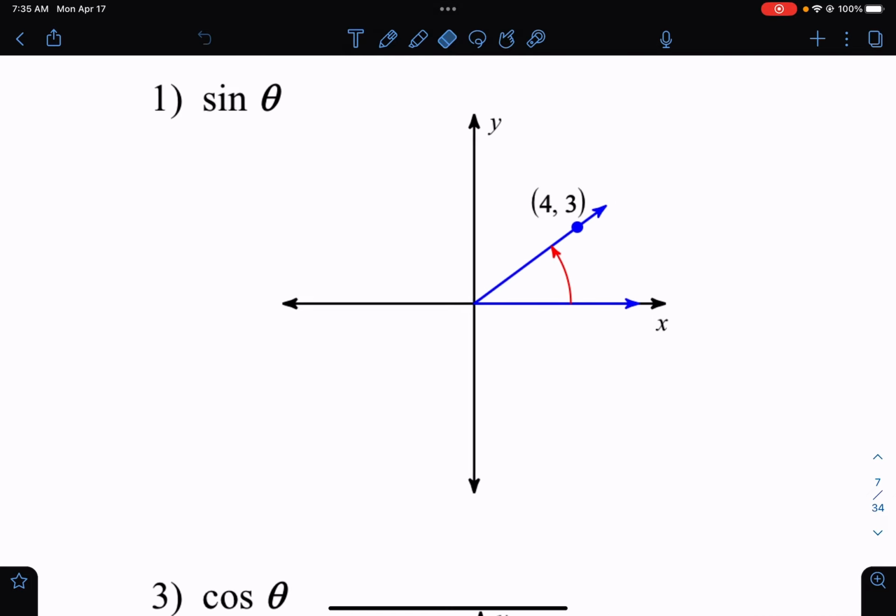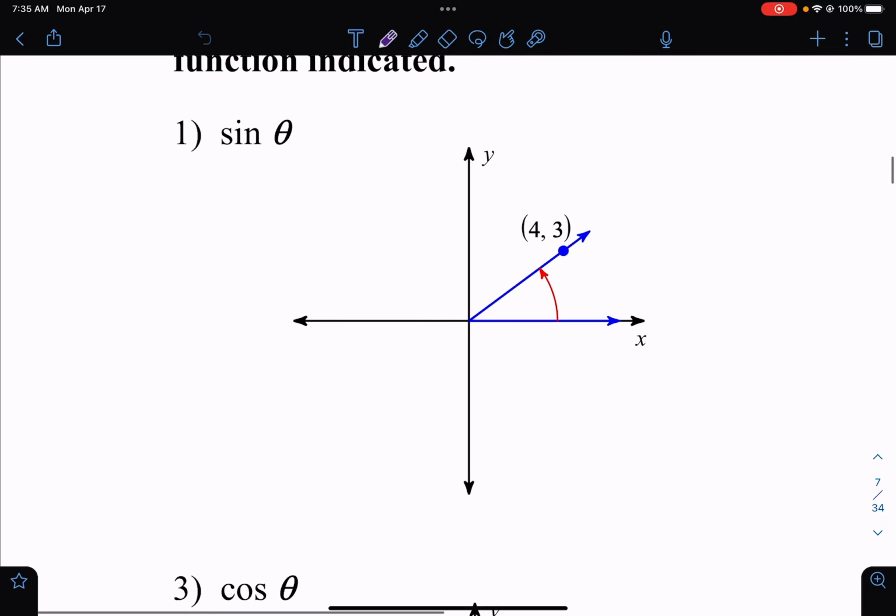So for number 1, they want us to find sine of theta. Theta is going to be represented by this red angle that they're showing here. On your paper it's going to be black and white, obviously, but it's the angle that they're showing.